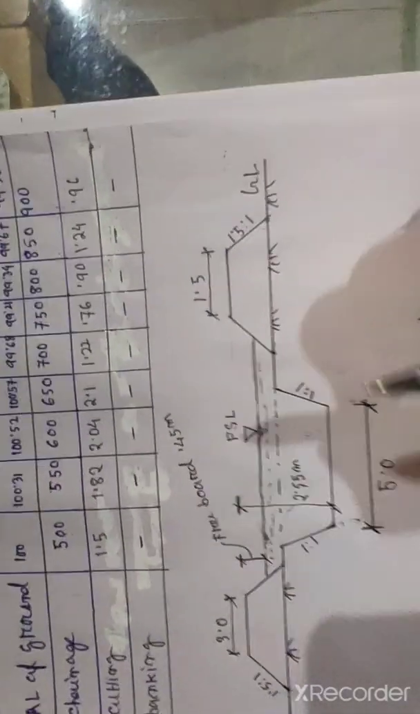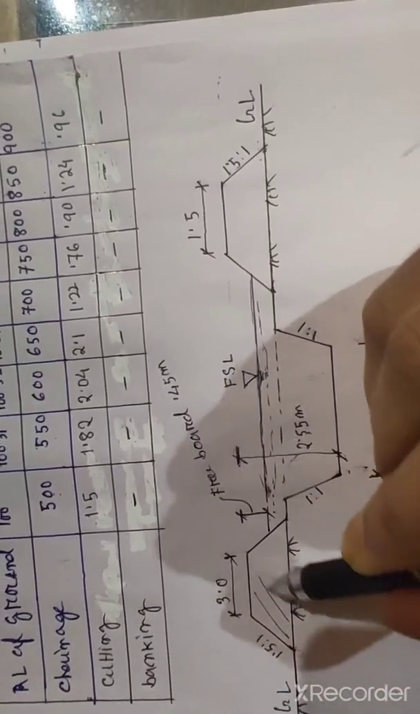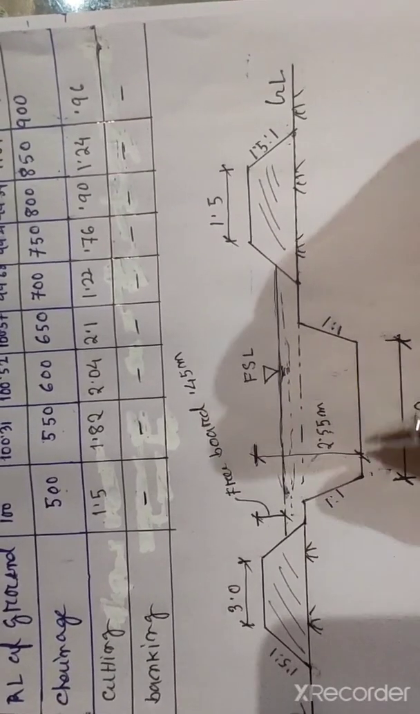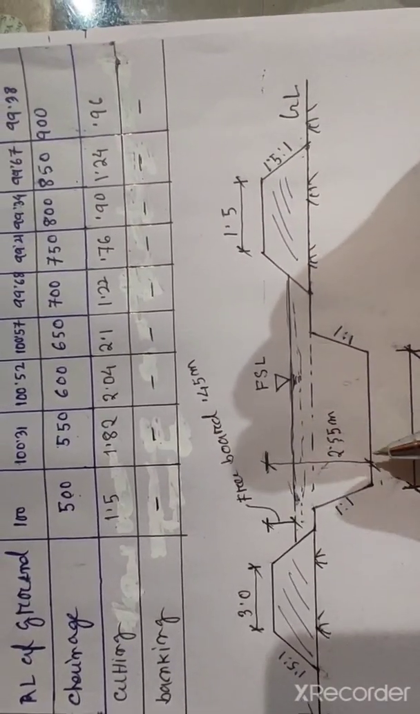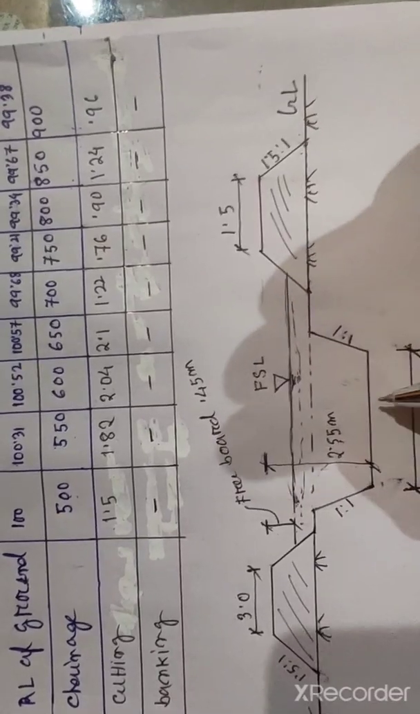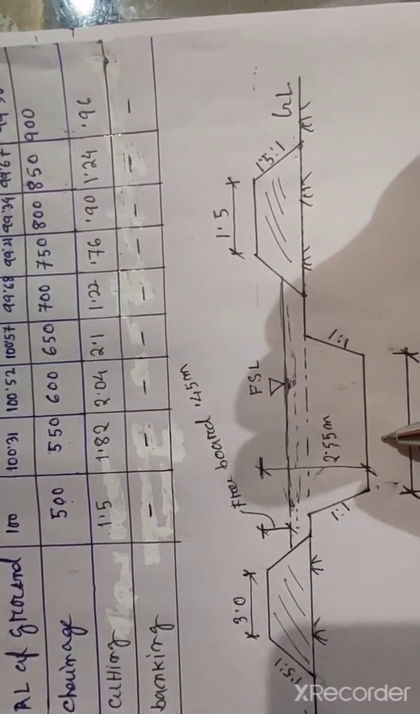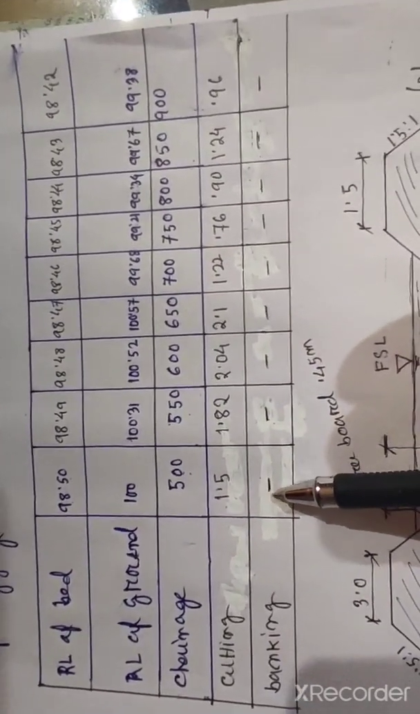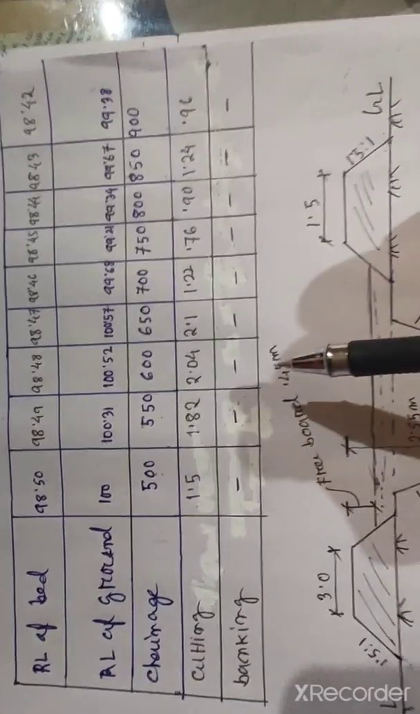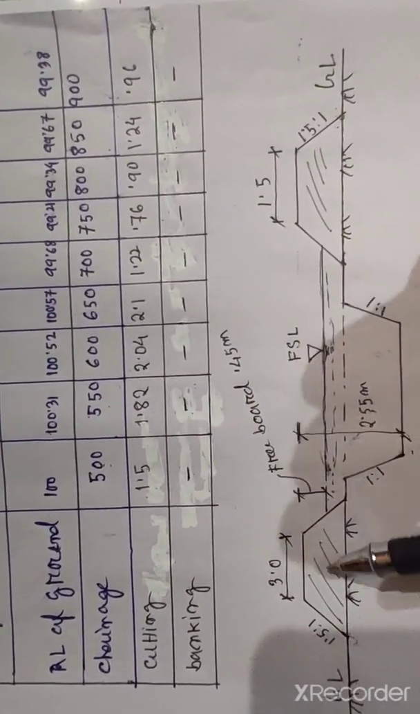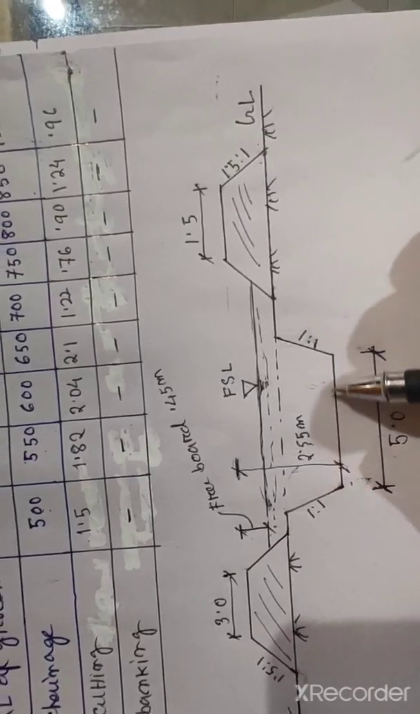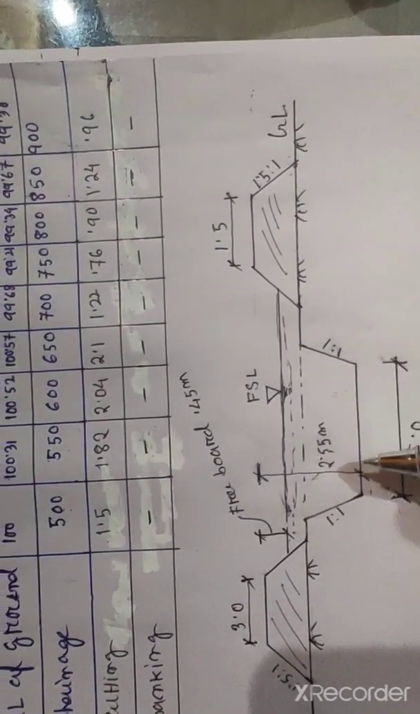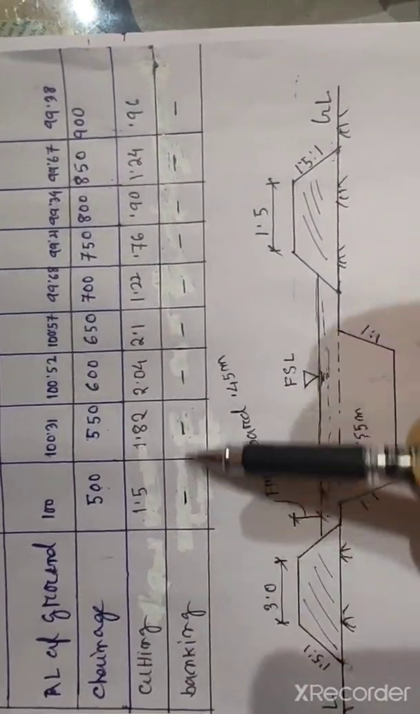But there is banking in this channel. How? Because these portions are banking. But there is no banking on the bed. That means throughout the channel, the bed will be lower than the ground level. But sometimes you might find some values in banking also. That means there is banking on the banks, of course, and there is also banking on the bed. But in this case, there is no banking on the bed.